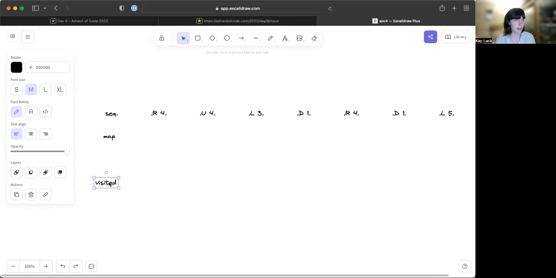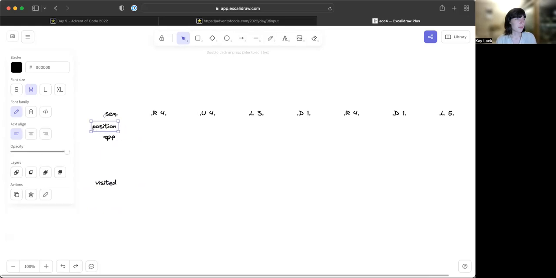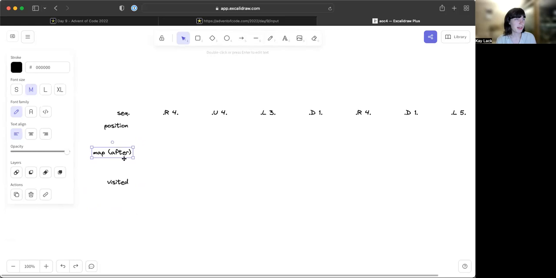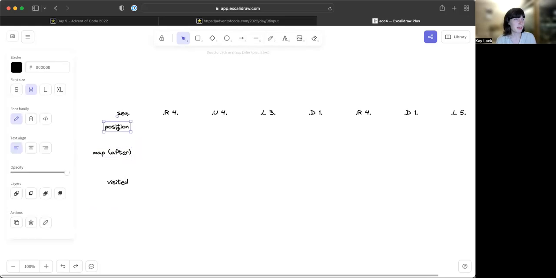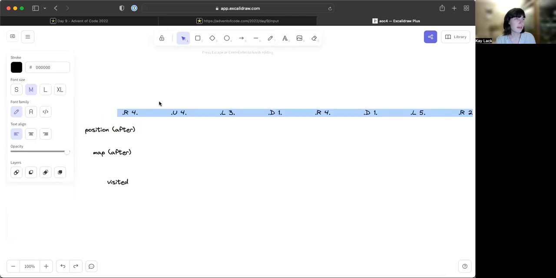We're going to need a current position. This is going to be the map after, just to make that clear. And this is going to be the position after. So we need a kind of null position here.